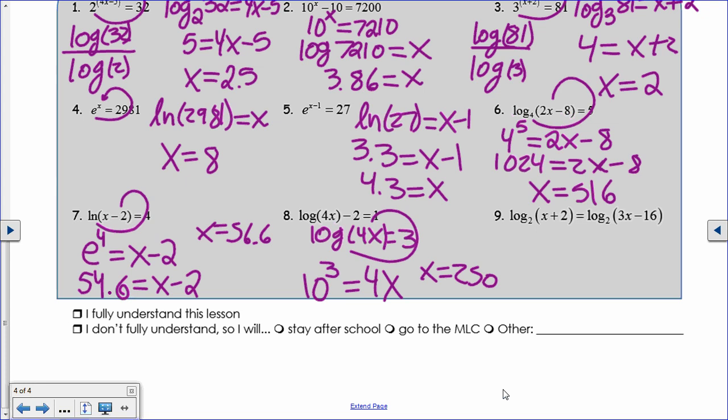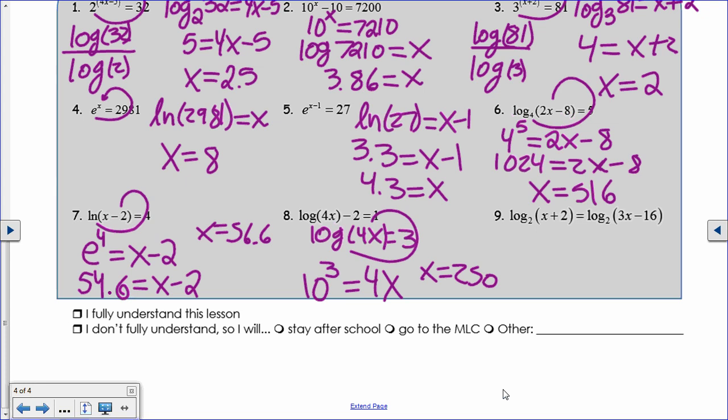Okay? Now this one's a little bit different, but it's actually simpler, right? So we're not going to be doing a conversion here. The way that we're going to approach this is different. So we don't have a log equals a number, we have a log equals a log. So what do you guys notice about the two logs here? They have the same base.